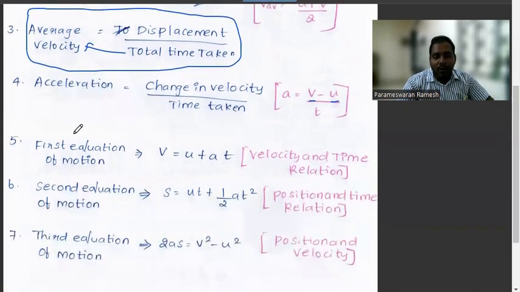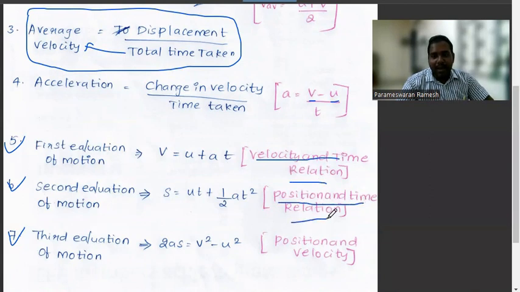Then we are going to discuss three equations of motion: the first, second, and third equations of motion. The first equation of motion is purely about the relation between velocity and time. The second equation of motion is about the relation between position and time. The third one is about position and velocity. Please remember these things.